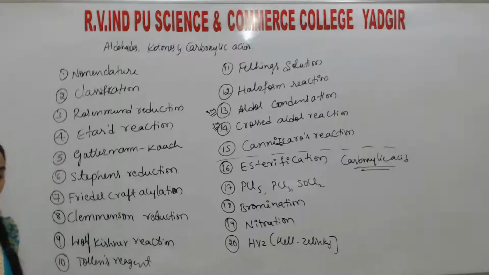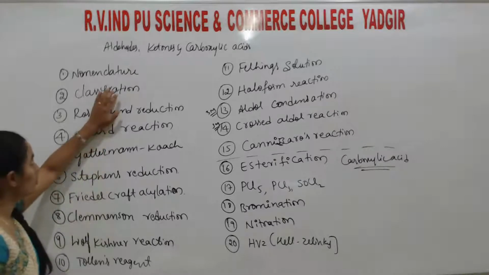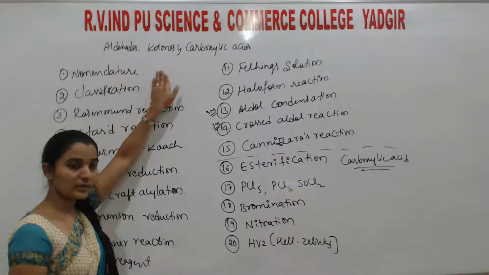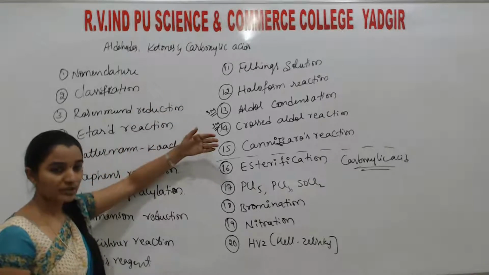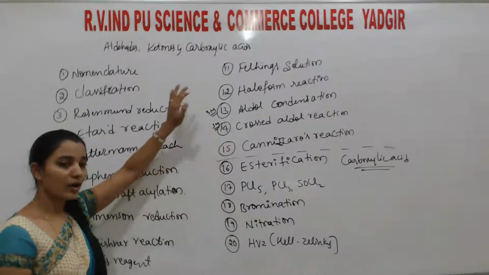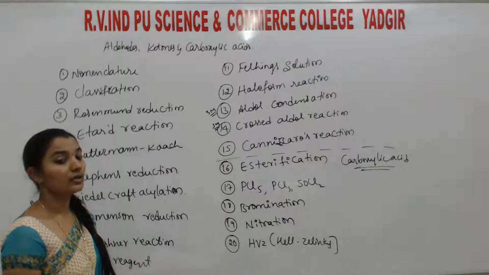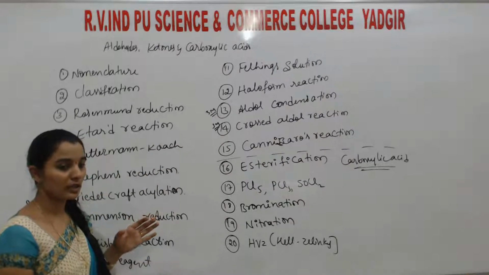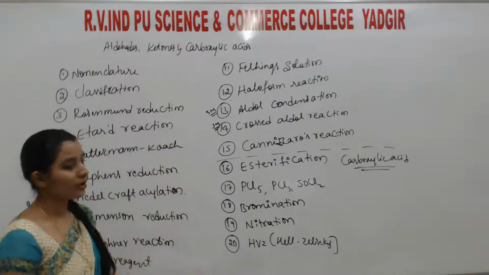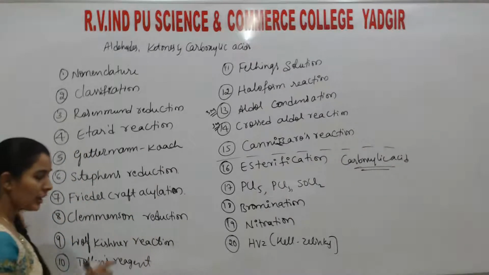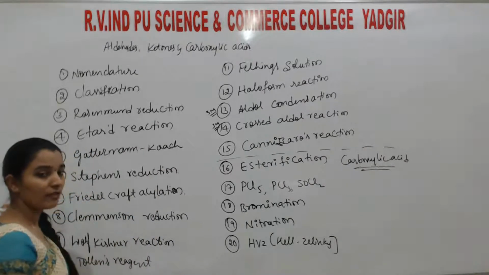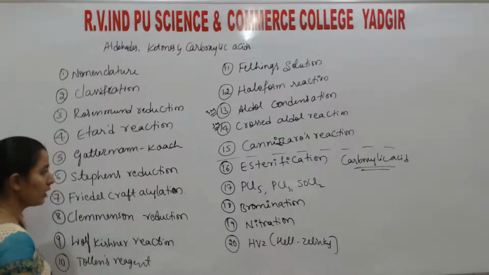Okay, so we will discuss one by one. As I told you, I don't want to discuss nomenclature and classification in this class because after completion of the amines, I will explain the classification as well as nomenclature individually. So I will start with this Rosenmund reduction reaction. These are very important reactions. If you read this much, that is enough for organic chemistry.